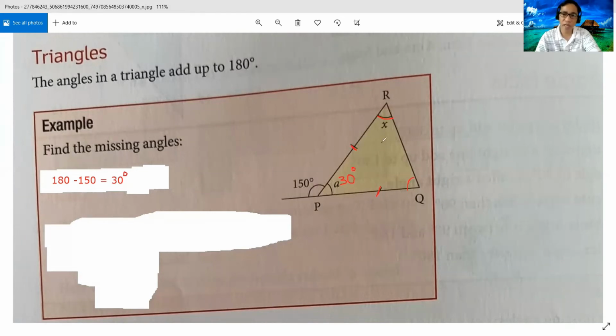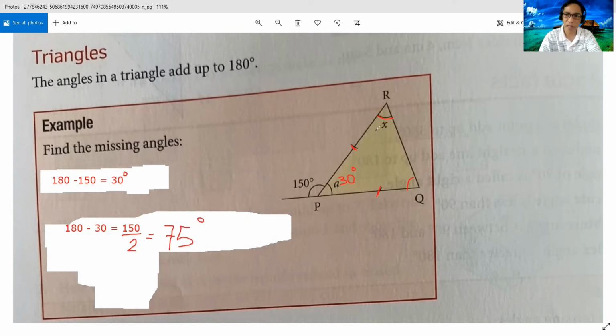So how do we define the value of x? In here, we can say that 180 minus 30 is equal to 150 degrees. So 150 degrees is the sum of these two angles. All you have to do is 150 divided by 2. And that is 75 degrees, and that is the value of angle x.